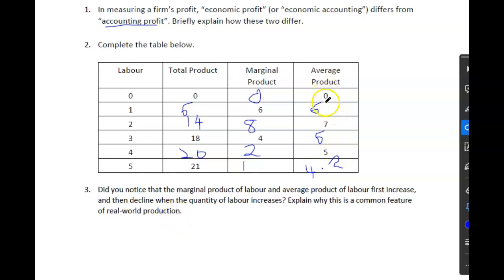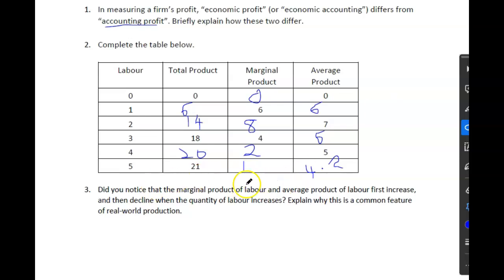Then the average product is also decreasing. It goes up, then it goes down. So the more laborers you add, it doesn't mean the more products you will make in a business, right? It'll come to a point where you add a certain number of laborers and now it'll go down.